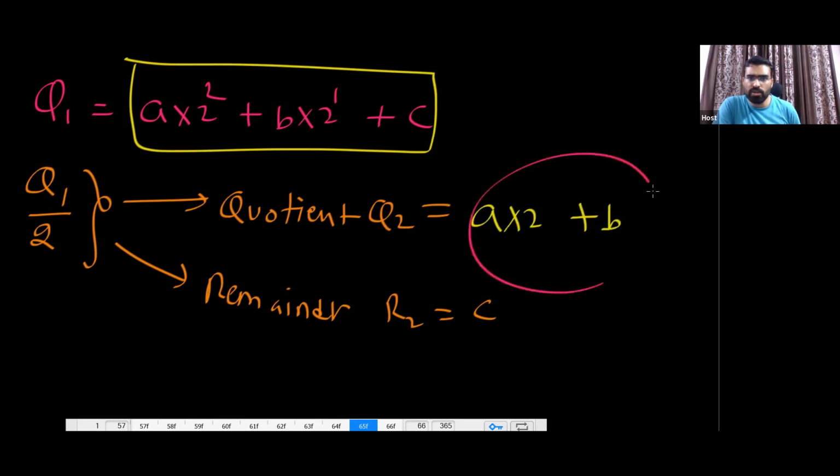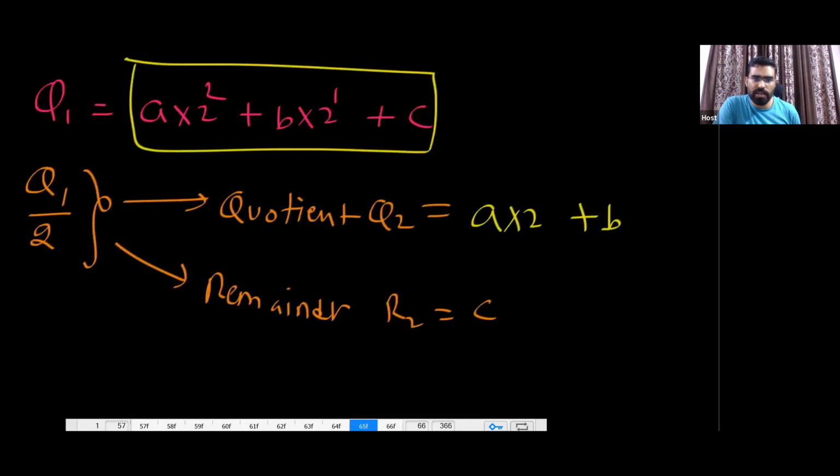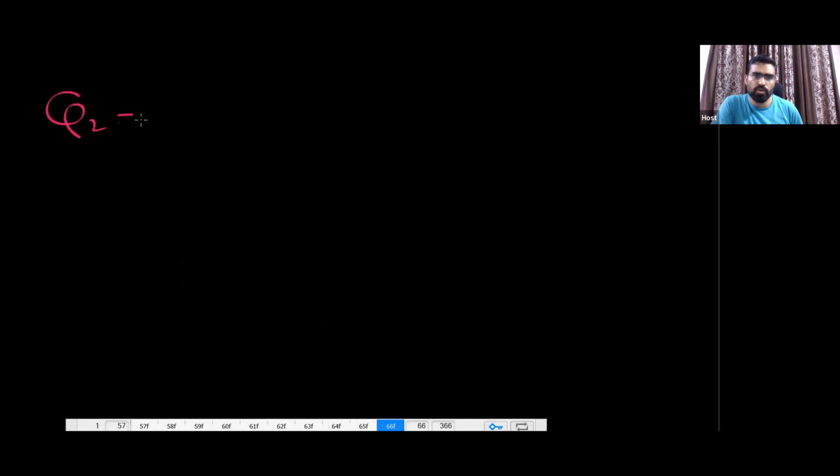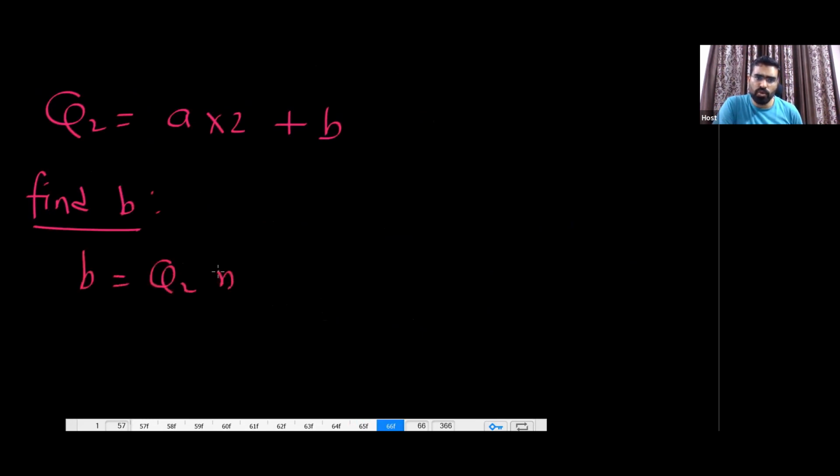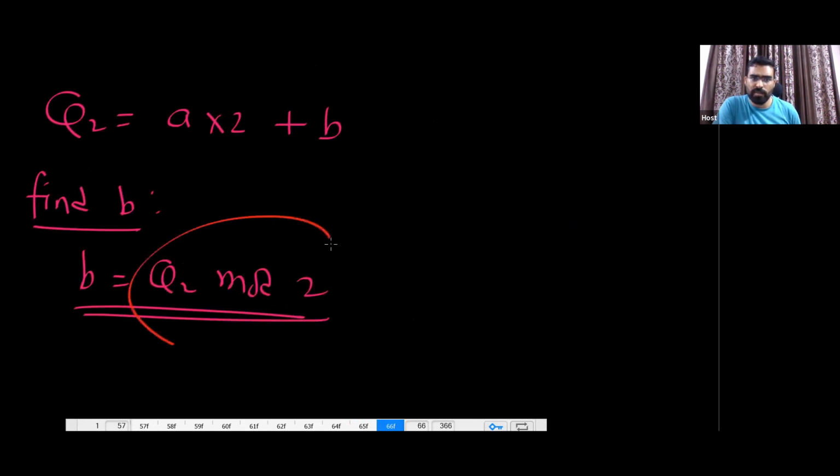Now you can notice how to find B. Tell me how to find B. So you know that Q2 is basically A into 2 plus B. So how to find B? B is nothing but the remainder when you divide this Q2 by 2. Then this remainder will be B, and so on.